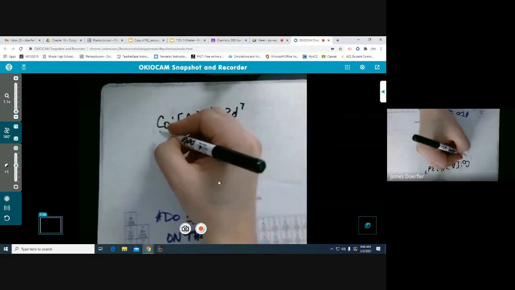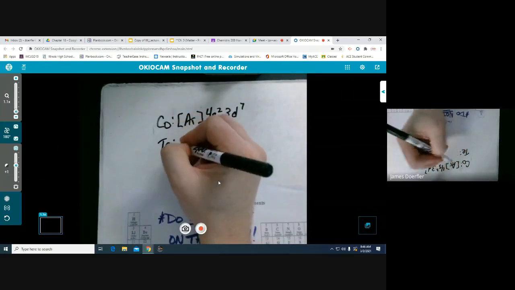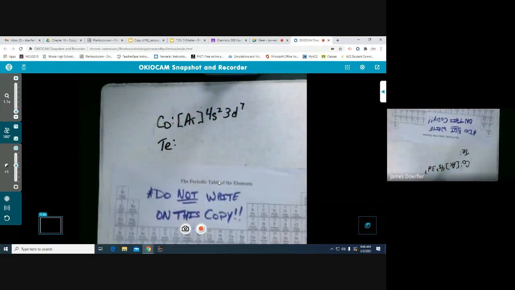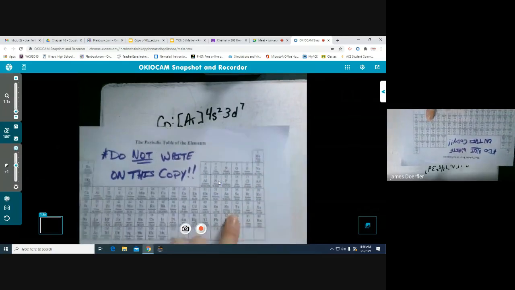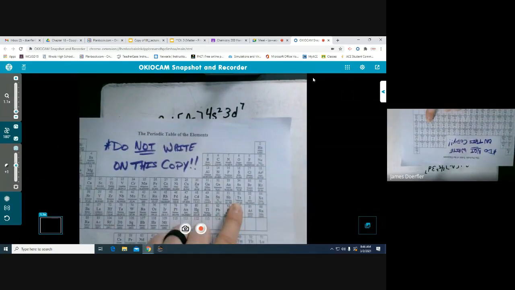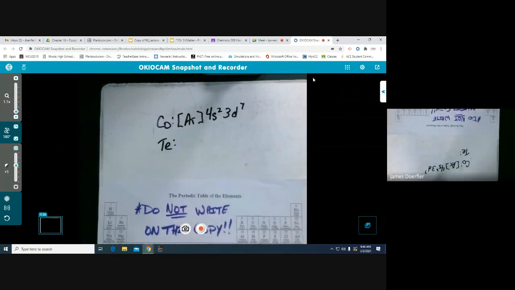What I want you to do is the element tellurium, which you can find all the way down here as element 52. Again, doing the condensed version. And then we'll talk about it before we start to wrap things up.